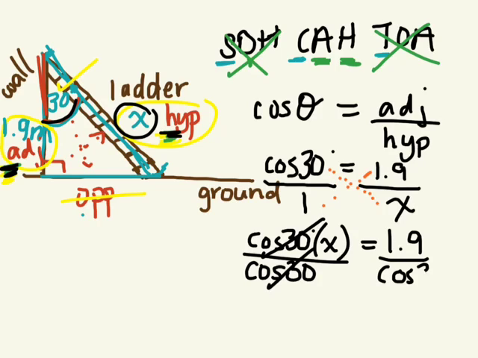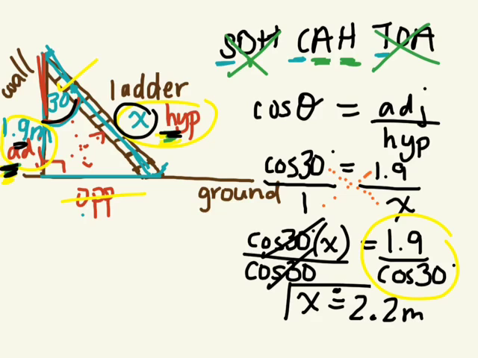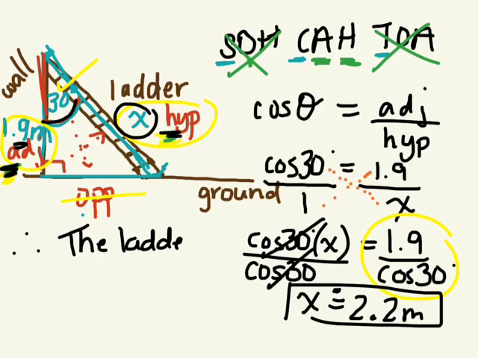So we know that x is going to be equal to, well, we have to calculate on our calculators, 1.9 divided by cos 30. We're going to round it off, so approximately equal to, round it off to 1 decimal place since the question is given with 1 decimal place, 2.2 meters. So therefore, the ladder is 2.2 meters long, and we've solved the question.